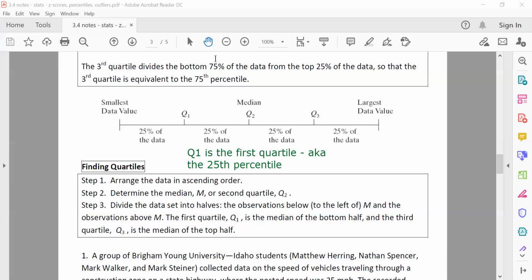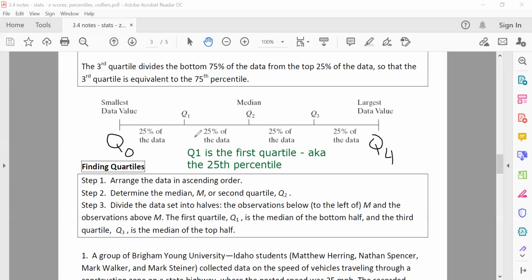And then finally, the largest data value, that's just the maximum, that's the highest you can go. You can call that Q4 if you really wanted to, because that's according to this terminology we're adopting. And you could call the smallest data value Q0. Just depends on your flavor. So quartiles just divide the data set into 4 distinct pieces.